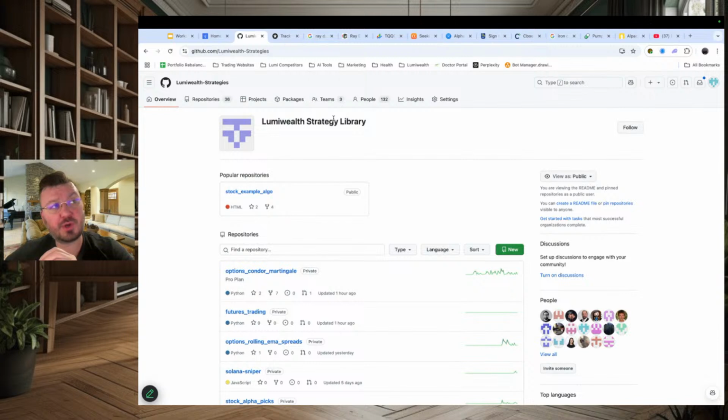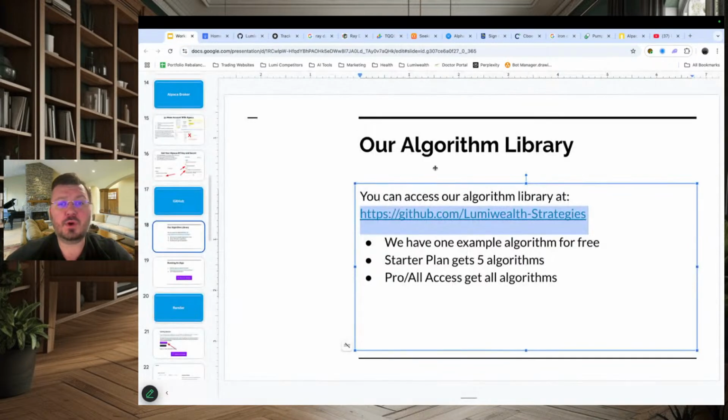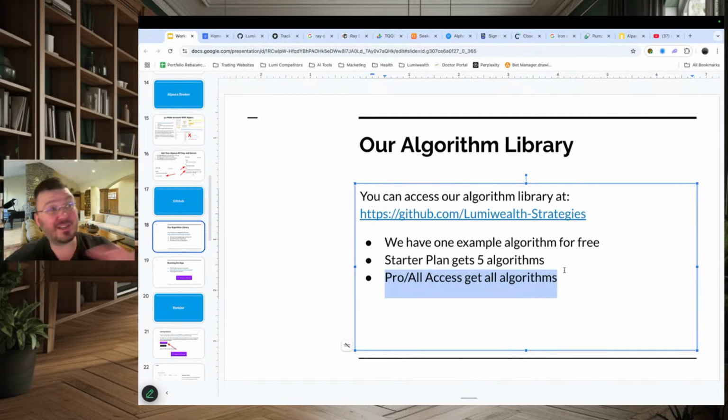If you're not a subscriber, if you're not someone who's a paying member of Lumi Wealth, then you're only going to see this stock example algorithm here. So either way, that's the link I shared. If you guys want to just follow along, see how the example works, you can do that as well. Okay. So as I mentioned, we have one example algorithm for free. The starter plan gets 5 algorithms. And then if you're on the pro or all access plan, you're going to get all the algorithms, everything I talked about today, plus a lot more.